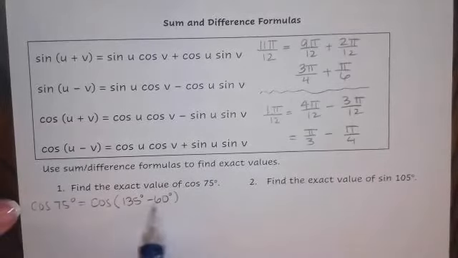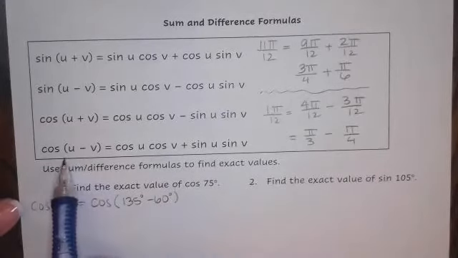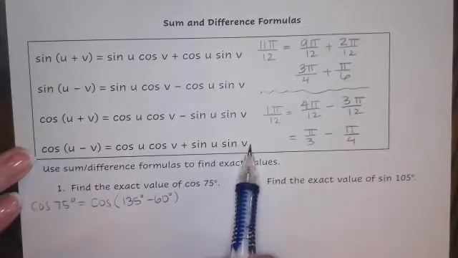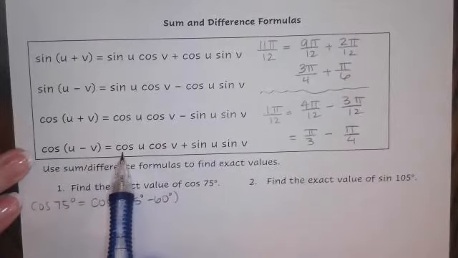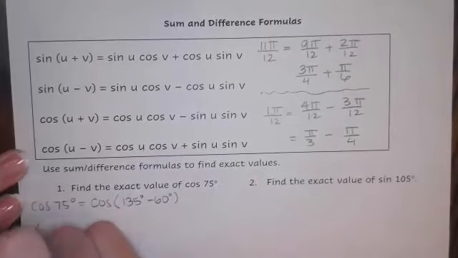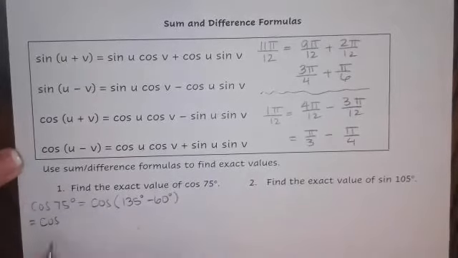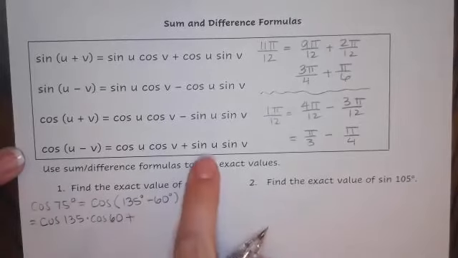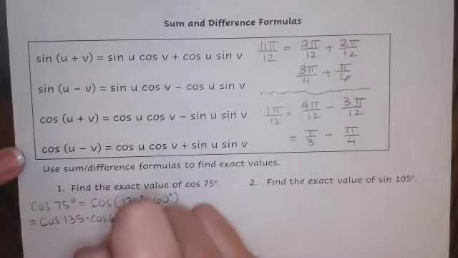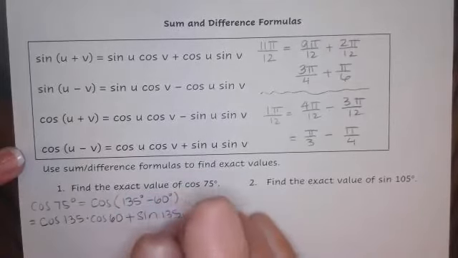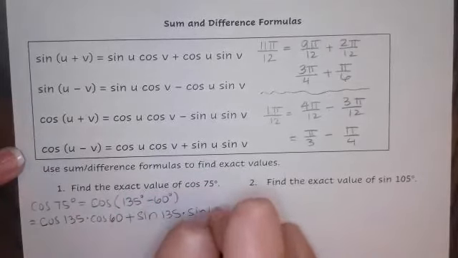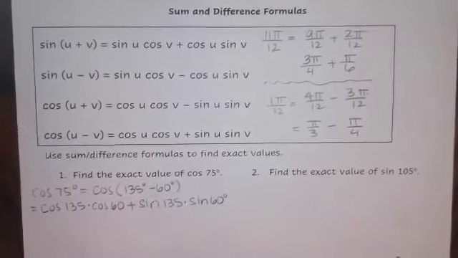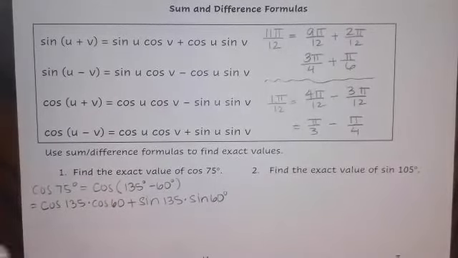So once I have them separated, the 135 minus 60, which is this bottom one right here, I would set it up as the cosine of the first one times the cosine of the second one. So we're going to get cosine of 135 times the cosine of 60. And then we're going to do the sine of the first one and the sine of the second one. So sine of 135 times the sine of 60. And these you should know because they are on the unit circle.